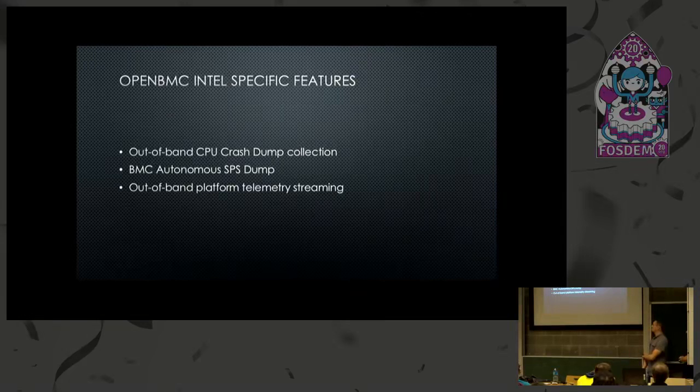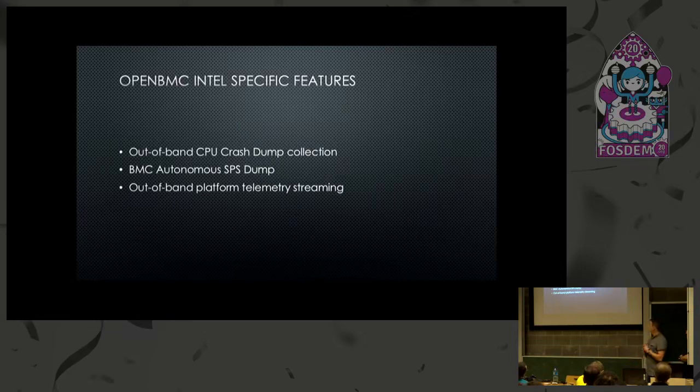So Intel is trying to build some features that will enable and enhance usage of its hardware. The first one is out-of-band CPU crash dump collection. In case of a critical platform error, it will automatically gather crash dump data from the CPU, decode it, and publish it over Redfish for the user. It will help to debug CPU problems, but also PCI Express devices and memory problems.